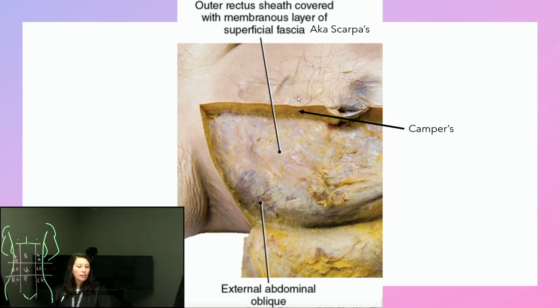Now, in this picture, this is the cadaveric picture that I was mentioning, where you can see that right underneath, or deep to, the skin of the abdominal wall, you're going to notice Camper's immediately, and then you're going to see the outer rectus sheath covered by this membranous layer of the superficial fascia, which I told you is also known as Scarpa's.